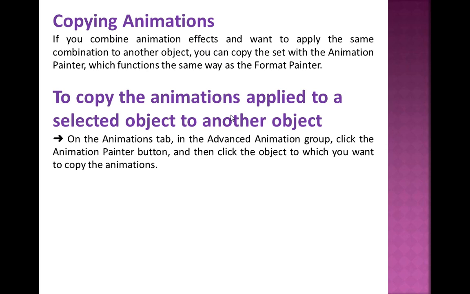And if I want to apply the same animation to a different shape or part, then I can use the format painter button. How to copy? Simply go to the animation tab, click on the advanced animation group, click on the animation painter button, then click the object to which you want to copy the animation. This button is used to copy the formatting, and you can apply the same animation to another part by using the animation painter button.